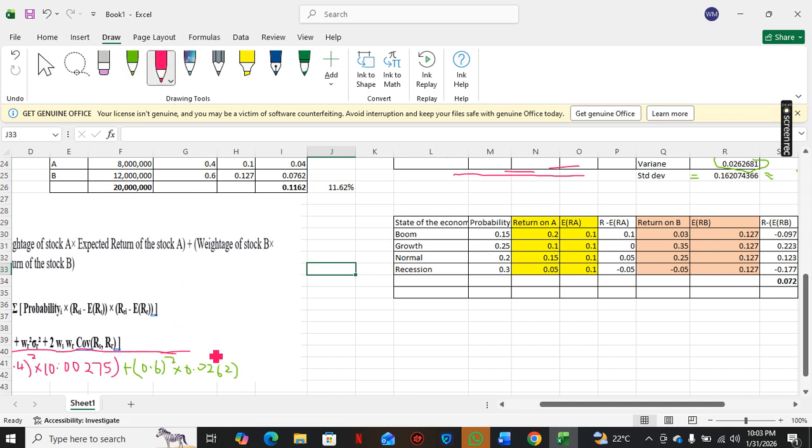Okay. Plus two times the weightage of A times the weightage of B. Weightage of A 0.4 multiplied by weightage of B, 0.6, multiplied by the covariance, which we got here, 0.072.